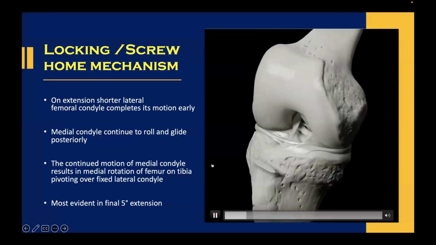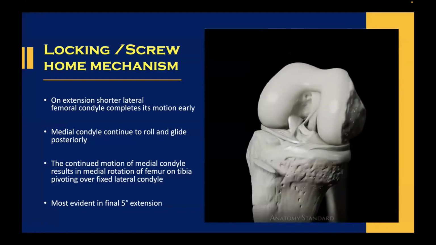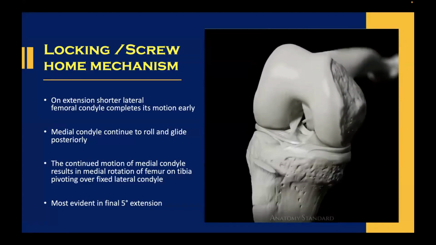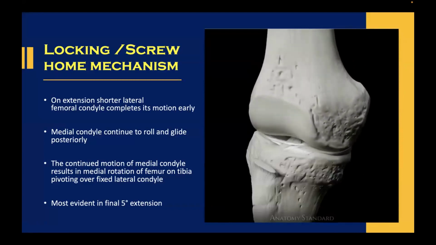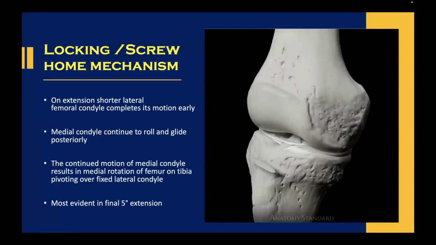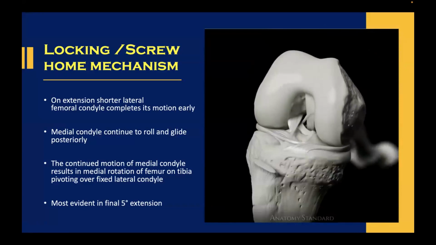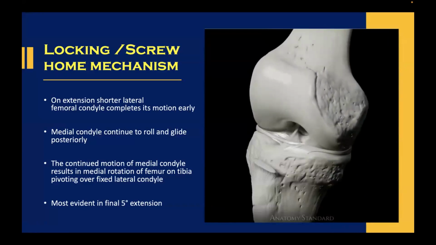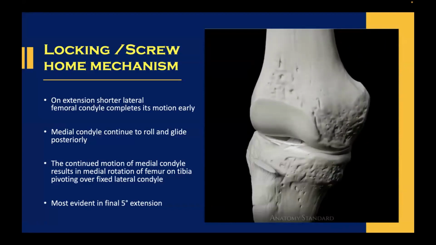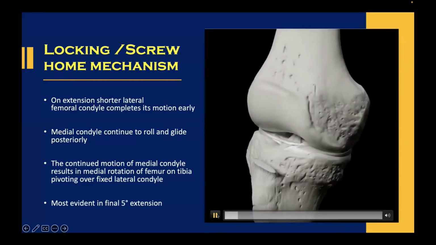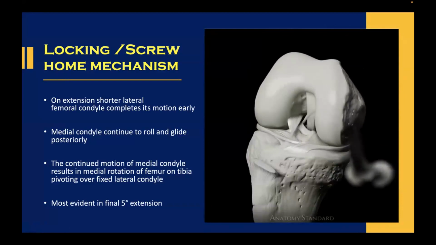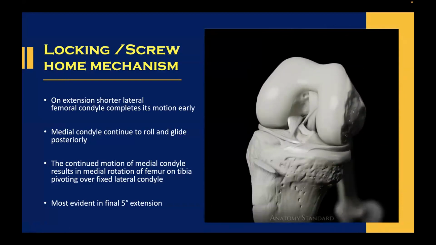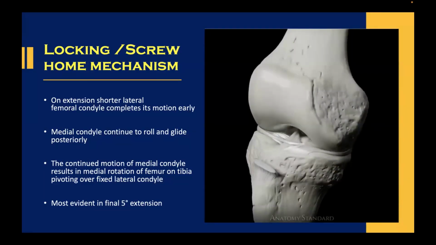So regarding the locking and screw-home mechanism, on extension, as you know, the lateral femoral condyle is shorter, so it completes its motion early, and the medial condyle continues to roll and glide posteriorly. So the continued motion of the medial condyle results in medial rotation of the femur on the tibia, pivoting on the fixed lateral condyle. And this is most evident in the terminal 5-degree extension as shown in this video. If you notice, at the terminal 5 degrees, there is a medial rotation of the femur on the tibia.